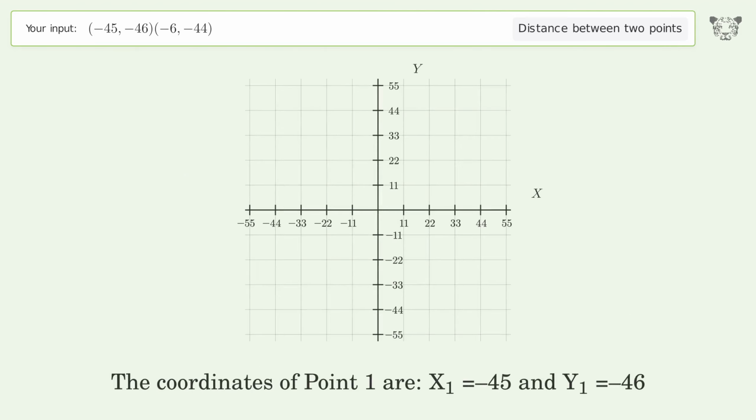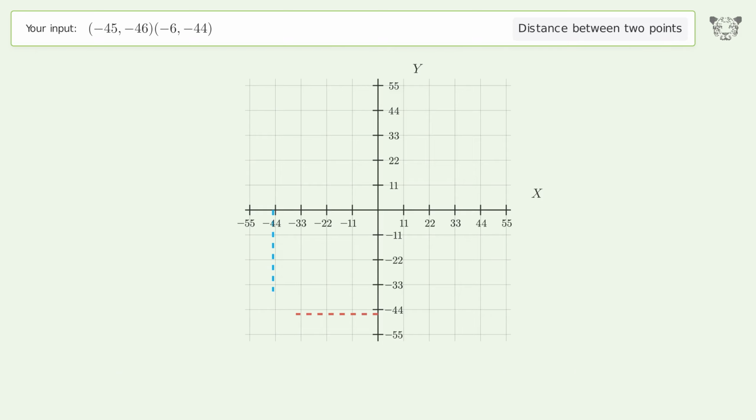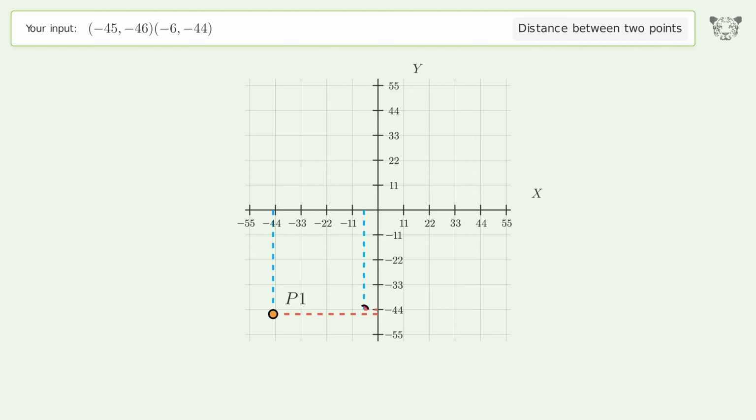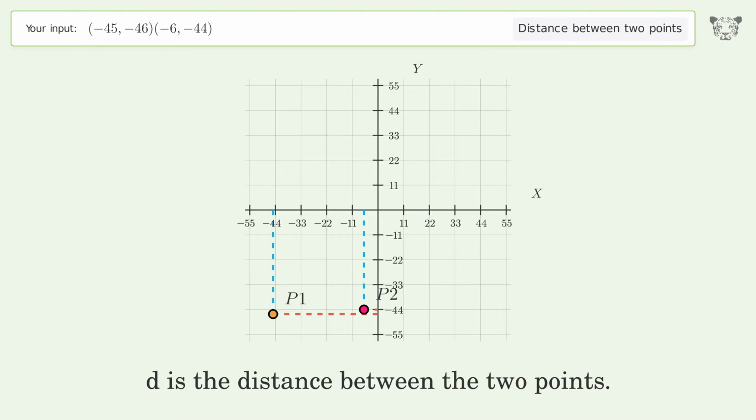The coordinates of point 1 are, x1 equals -45 and y1 equals -46. The coordinates of point 2 are, x2 equals -6 and y2 equals -44. D is the distance between the 2 points.